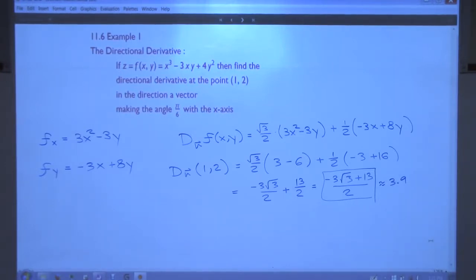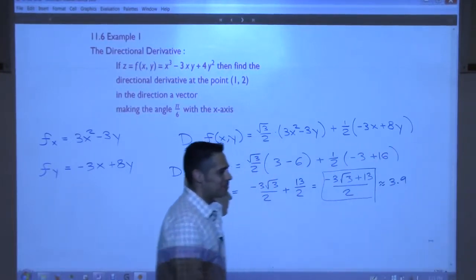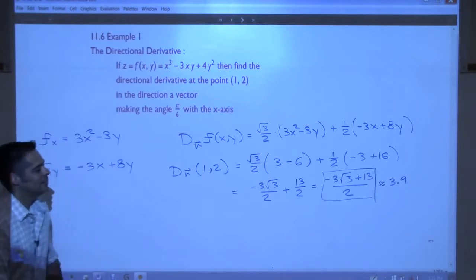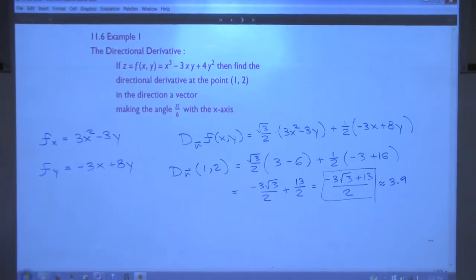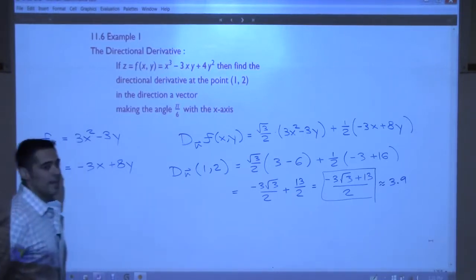Sure. Yeah. It's less than 2, greater than 1. I don't have it memorized. So, yes, okay, so that's it.